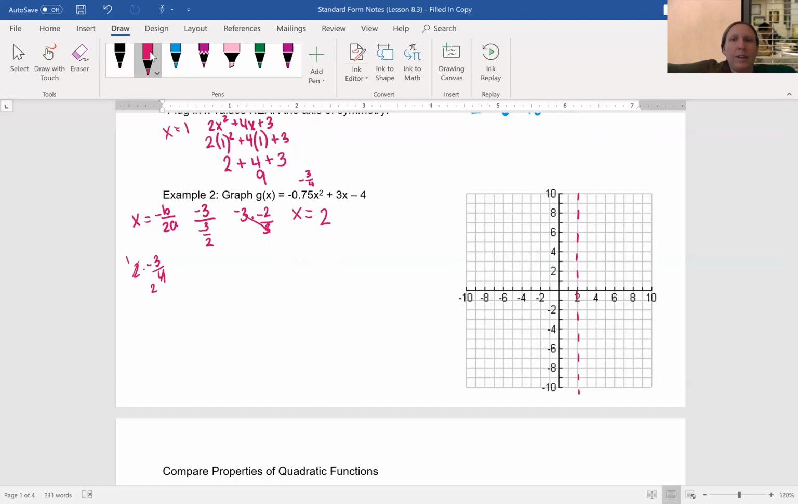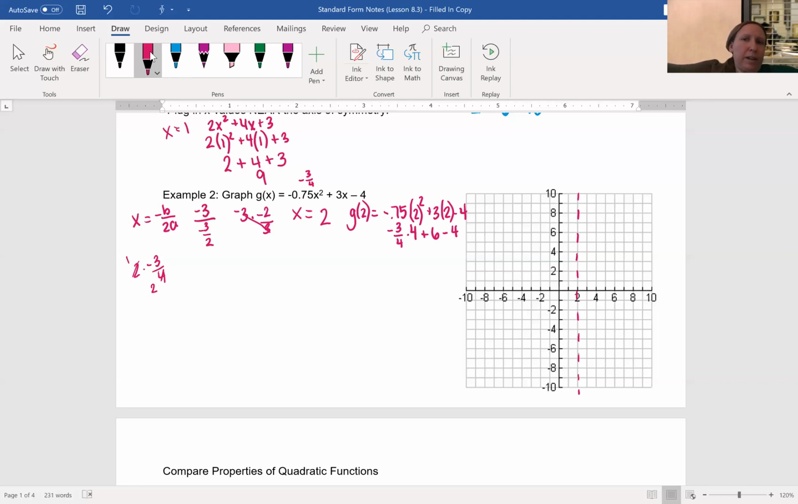Okay, now we need our vertex. So our vertex will be on that axis of symmetry. So we know its x value is 2. Let's plug 2 into our equation. So I'm going to say g of 2, I'm just going to be fancy here, is negative 0.75 times 2 squared plus 3 times 2 minus 4. I'm going to change that to negative 3/4 because I think that's going to work out nicer again.